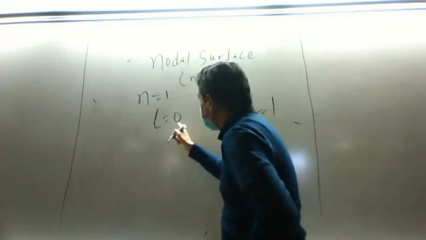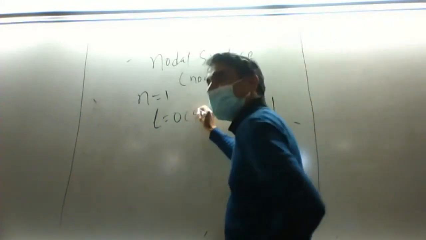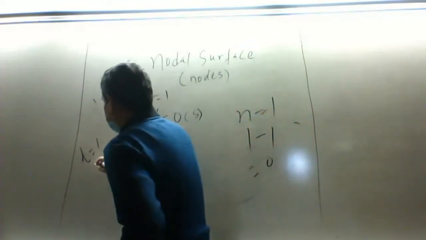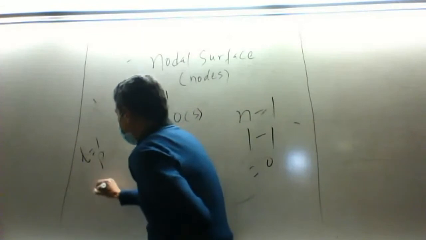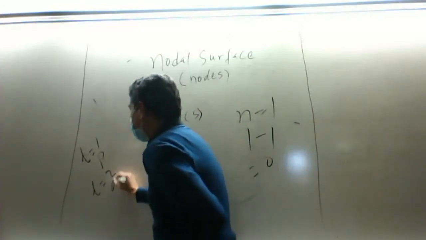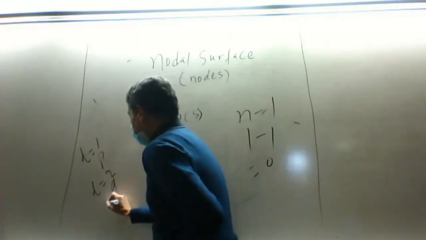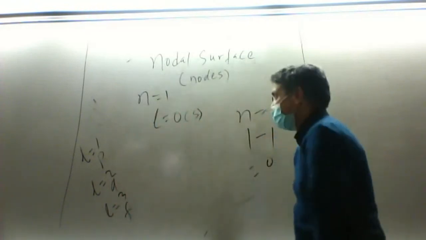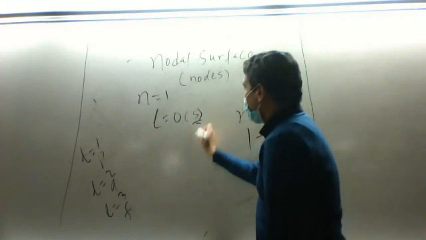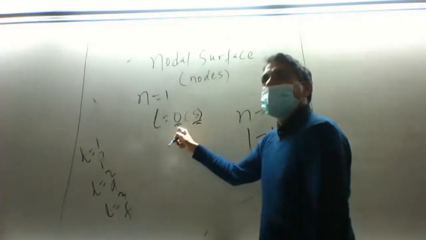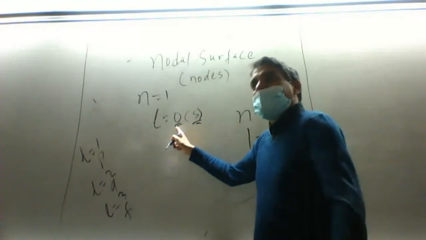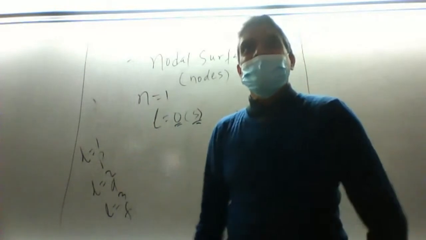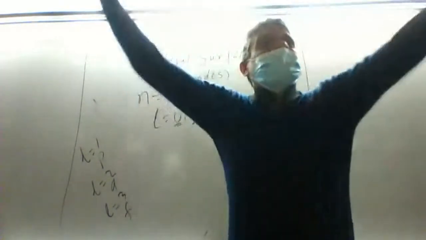So L is equal to 0, and for 0 we give the name S, right? If L equals 1, you give the name P. If L equals 2, you give the name D. S, P, D. And if L equals 3, you give the name F, right? So that's how we name them. Now, in the S orbital, how many nodes are there? 0. The value of L is the number of nodes. So in the S orbital, you find no node.